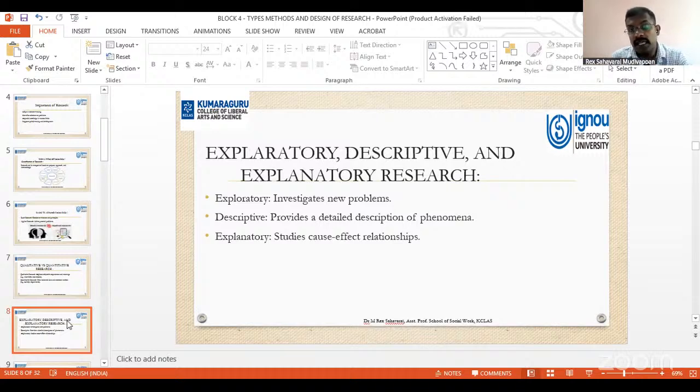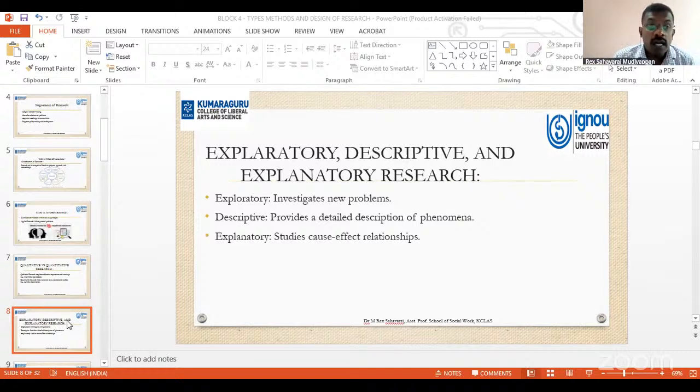Exploratory, descriptive, and explanatory research. Exploratory is on pure research. When you say exploratory, it is to investigate new problems, to explore something new. For example, whether a man can go to the moon or not, highly explorative in nature. You explore new things.